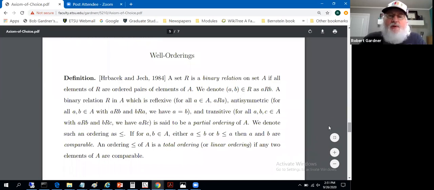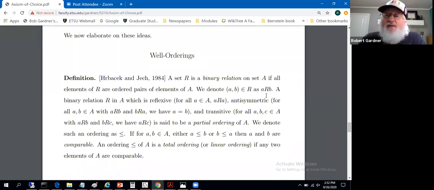Again, from the Hrbacek and Jech book, a set R is a binary relation on set A if all elements of R are ordered pairs of elements of A. The pairs is the reason it's called binary. We'll denote the fact that the ordered pair (a, b) is an element of R like this, and we'll read this, a is related to b. A binary relation on A which is reflexive, that is, a is related to a for all a. Anti-symmetric, that is, for a related to b and b related to a, we have a equals b, which reminds me of less than or equal to on numbers. And transitive, a, b, and c in set A, where a is related to b and b is related to c, implies a is related to c.